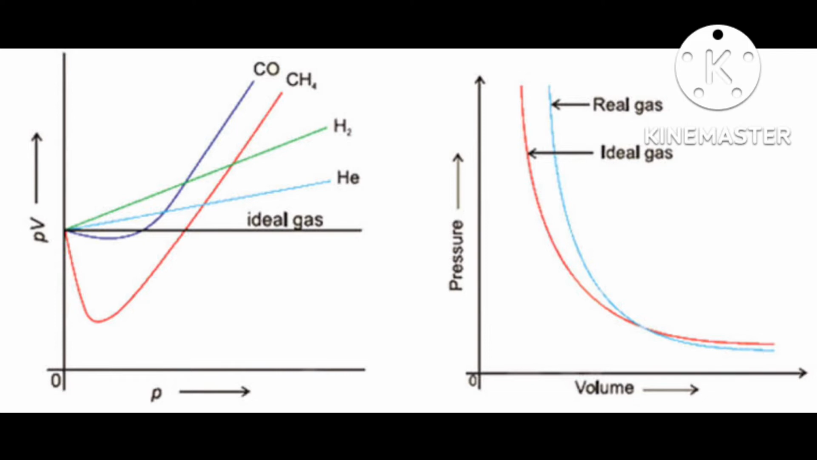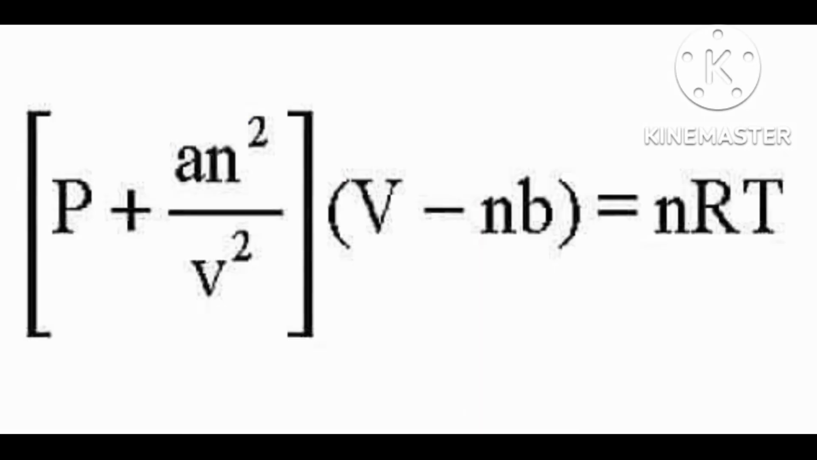Then now the question arises. Why are there so many differences when they are at high pressure, showing different behavior? When they are at normal pressure, meaning low pressure, they are coinciding, they are matching. Only at high pressure are both differing. This is the main difference, that is the behavior change of real gas and ideal gas.